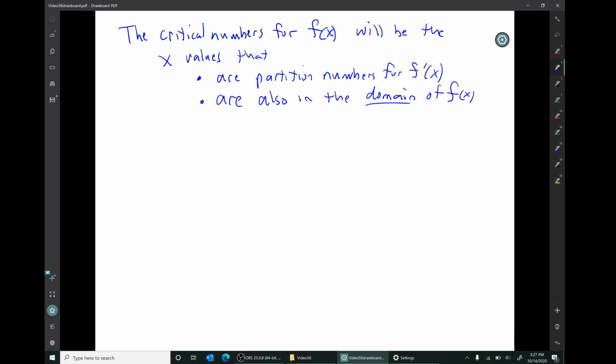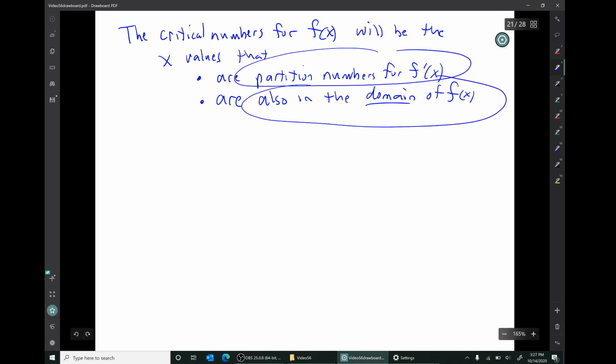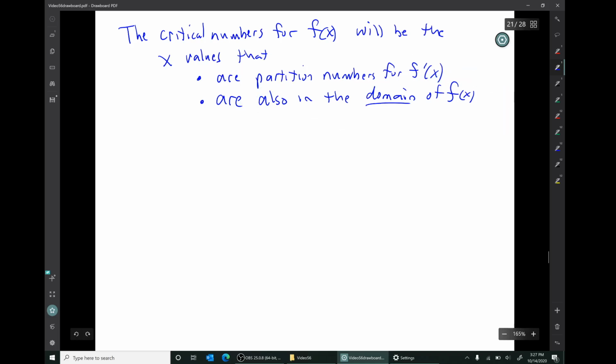So to be a critical number for f of x, the x value has to be a partition number for f prime, but also has to be in the domain of the original function. Well, remember the original function. Let's test our three partition numbers for f prime and see if they're in the domain of f of x.